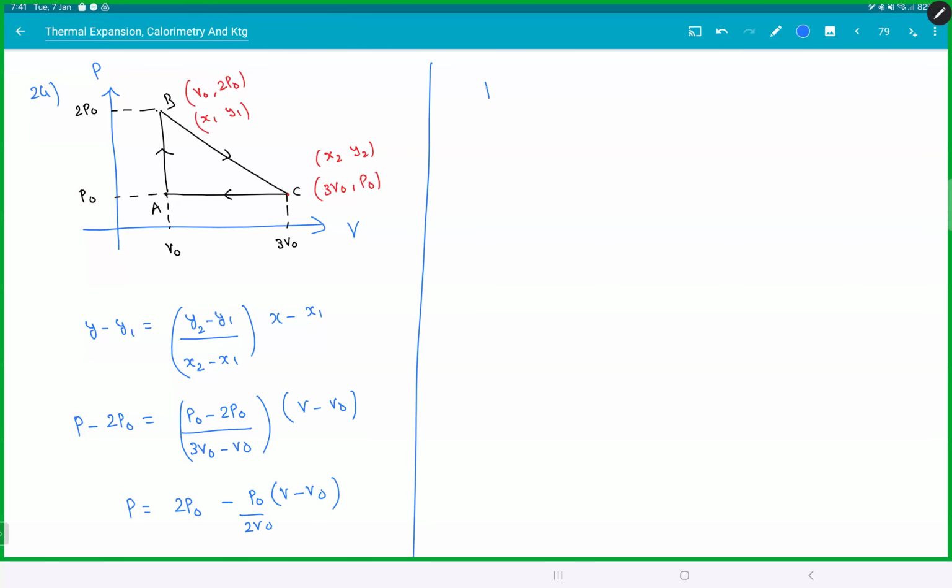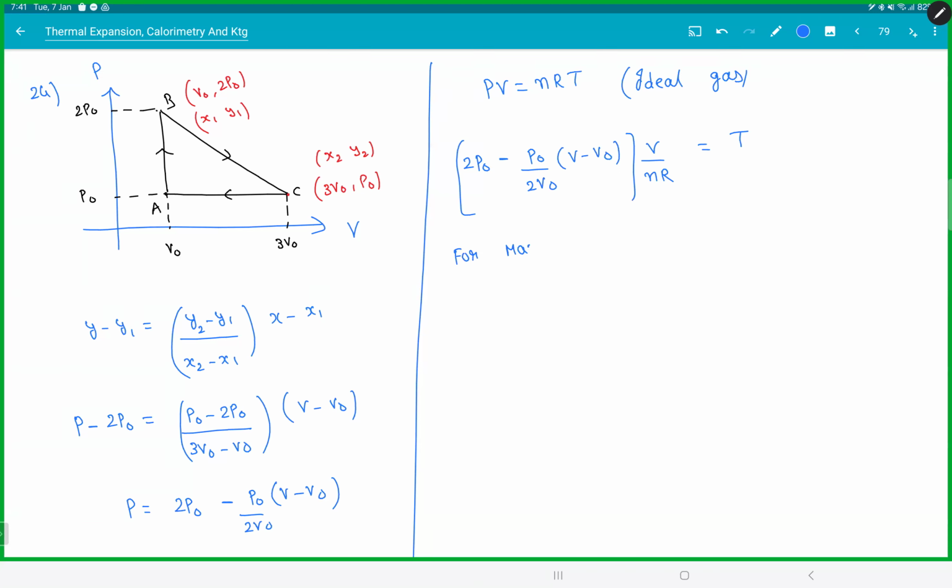And I also know the ideal gas equation PV is equal to nRT. The problem here is the temperature depends on both pressure and volume. So I don't know what to do, but I can eliminate pressure now. This is (2P0 minus P0 by 2V0 into (V minus V0)) into V by nR, which is equal to temperature. So I got temperature in terms of a single variable, volume.